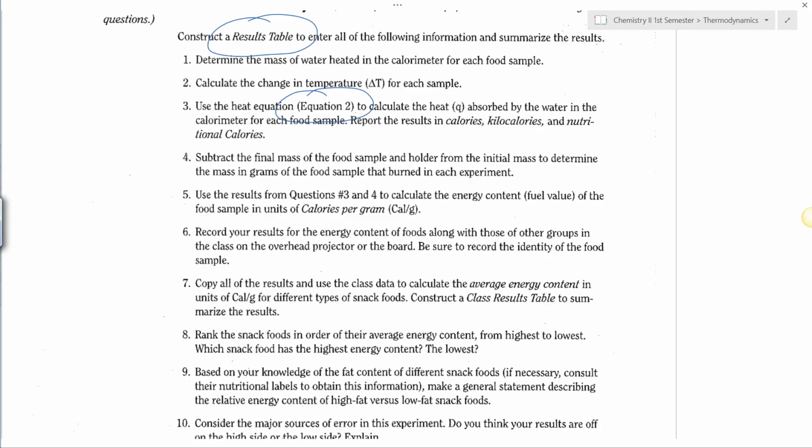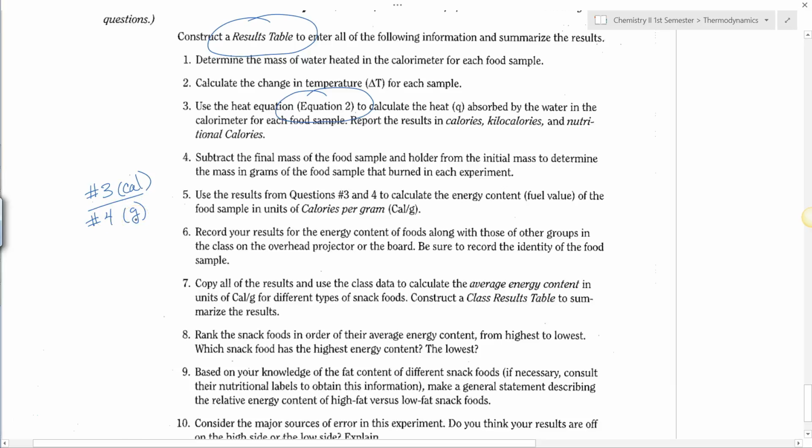Question number 4 is pretty straightforward, so you shouldn't have too much trouble with that one. Now on question number 5, it says to use the results from questions 3 and 4 to calculate the energy content. So you're going to want to use your result from question number 3, which is solved for in calories, and you're going to divide that by the number that you got in question number 4, which is in grams.